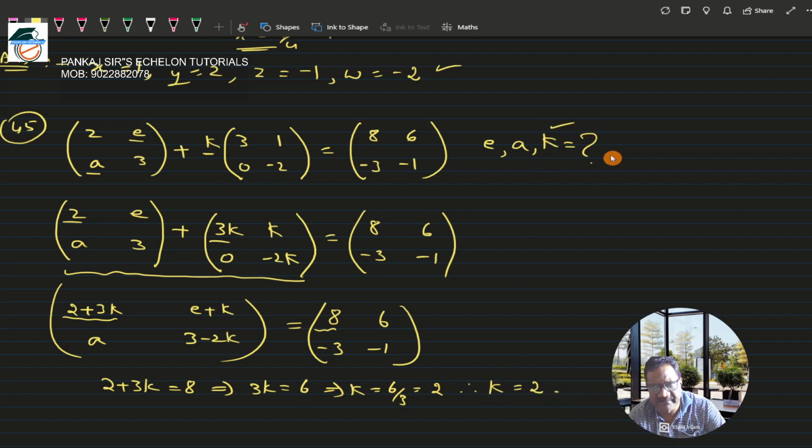So I got K. Now A I want, so A is straightforward. A is equal to minus 3, no problem in that. So I got A also, A is minus 3, and now I am left with what?